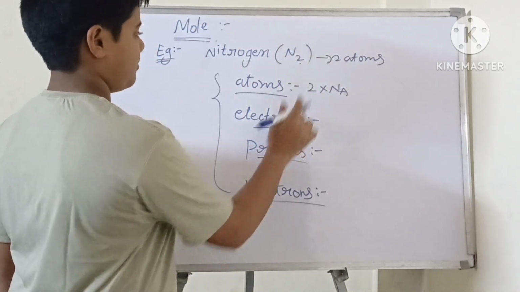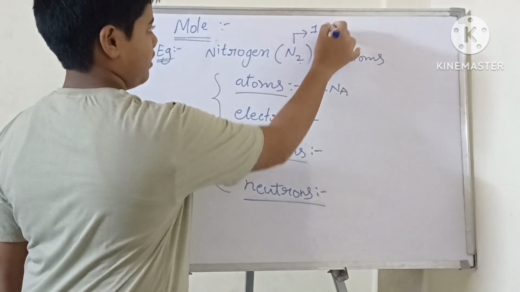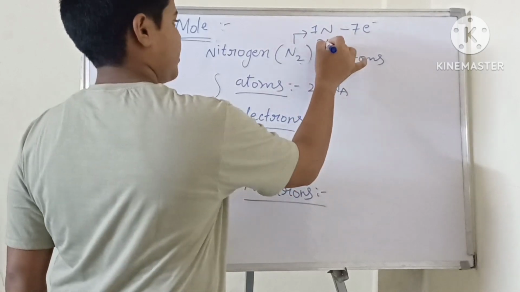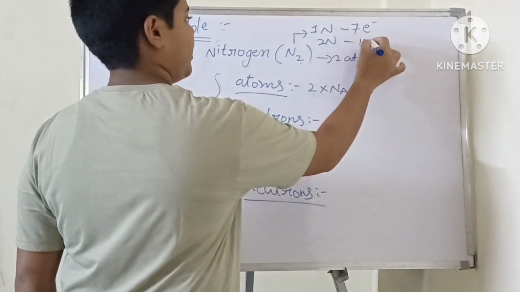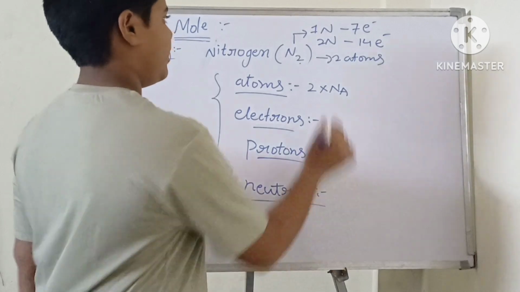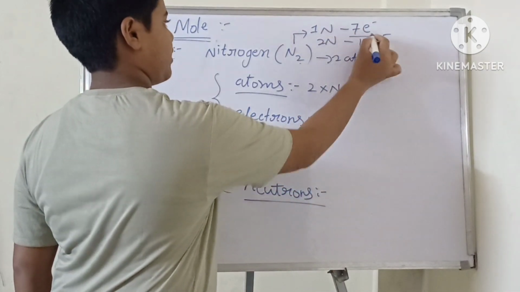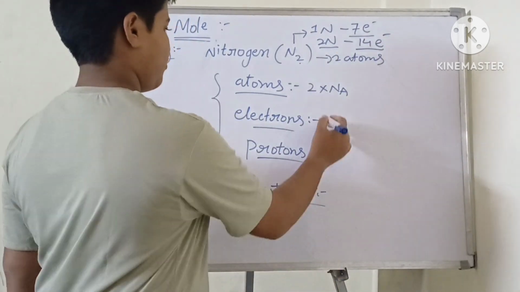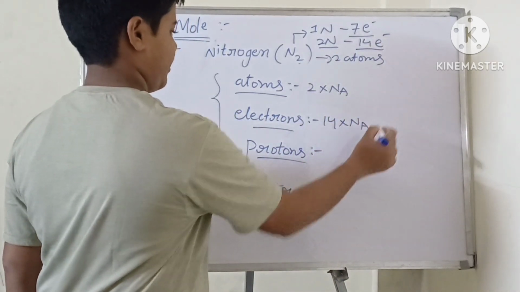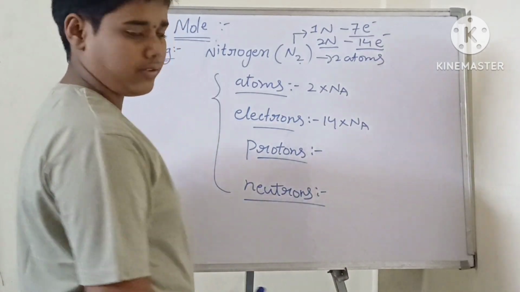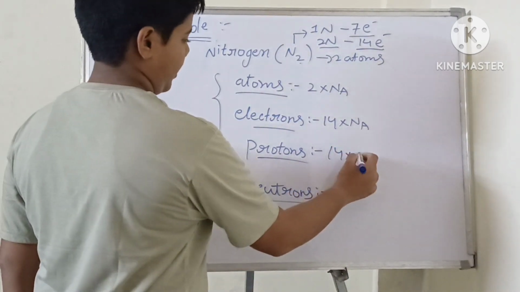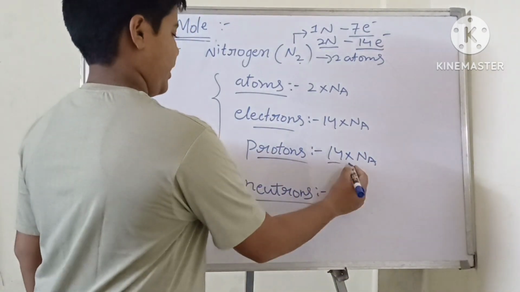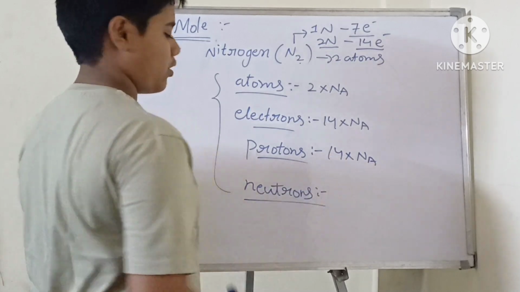Here, how many electrons? In one nitrogen there are 7 electrons, and in 2 nitrogens, 14 electrons. So we can write 14 into Na, 14 Avogadro number of electrons. And here 14 into Na, because electrons and protons are equal in number. So we can write 14 Avogadro number of protons.